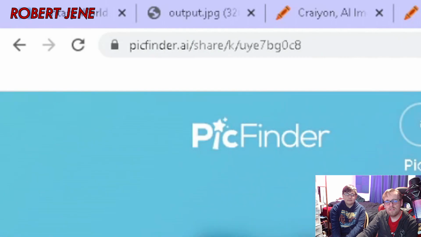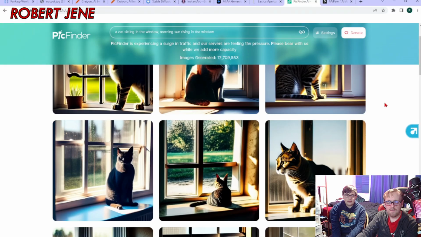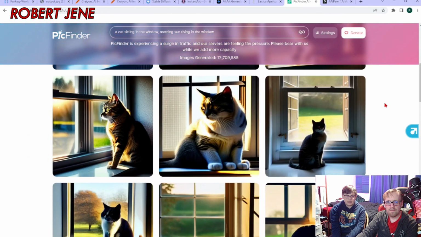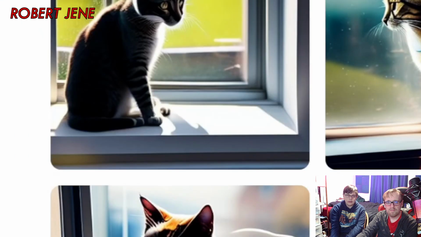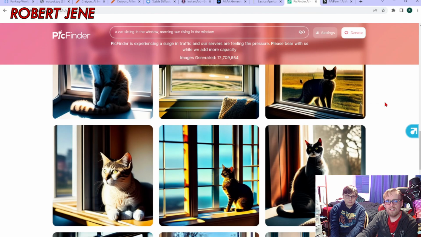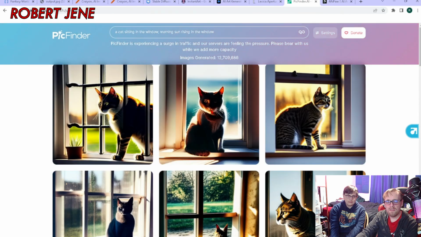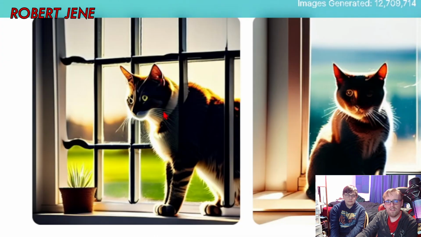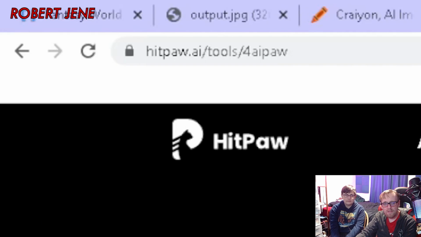Pickfinder.ai is another one. By the way, they're all linked in the description box down below. And the last one had really good facial recognition, but this one slipped up a little. Yeah, you're right, because the faces are a little off. Some AIs are better. And look how this cat is like walking through the window panel things. And then there's Hit Paw.